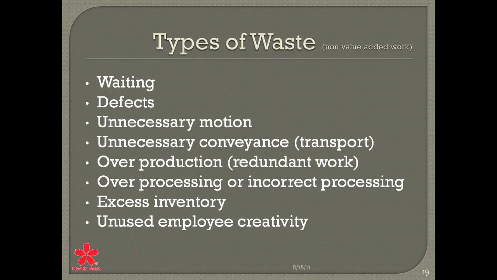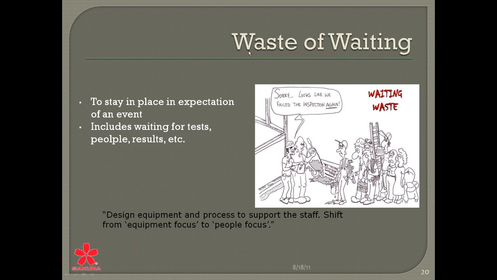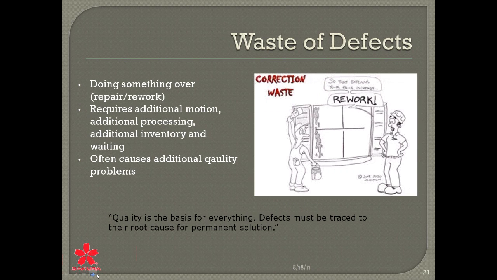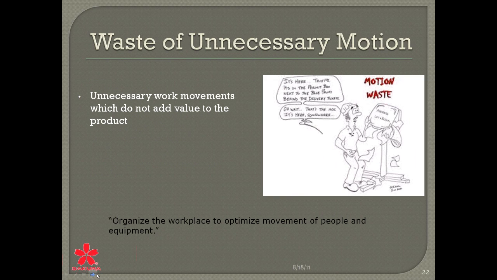So when we go to the types of waste, there are a lot of wastes, and we will go over them one by one. Waste of waiting. It's a waste to stay in place in expectation of an event, and that includes waiting for tests or people or results. Another type of waste is the waste of defects. When you have something done wrong and you have to do it again, it was a waste.